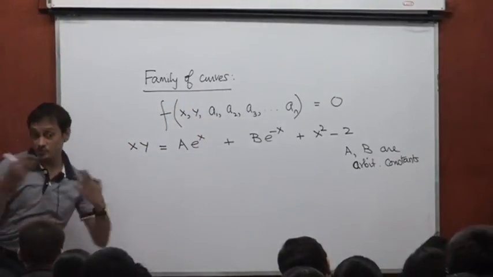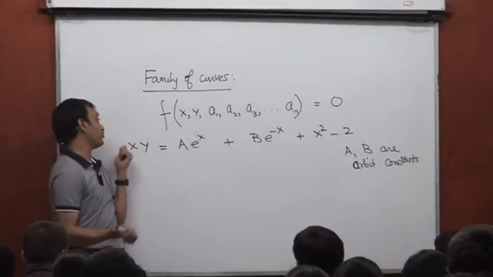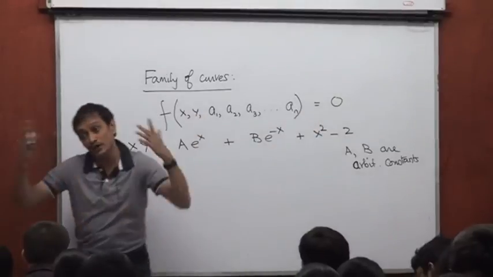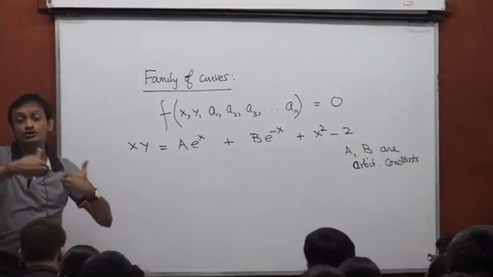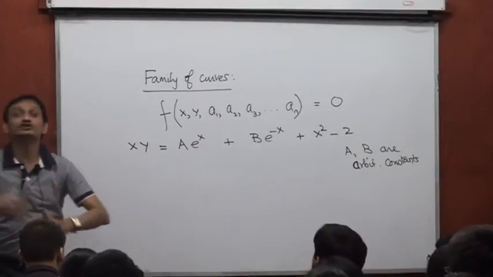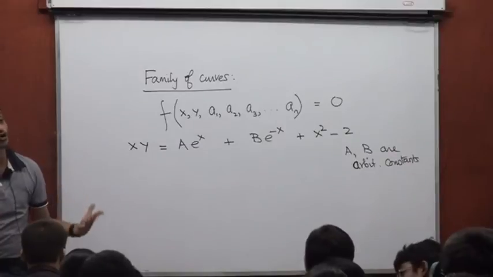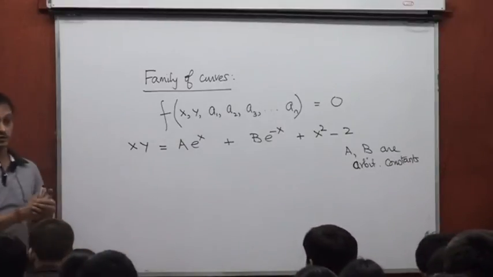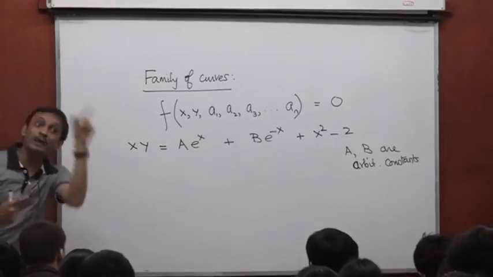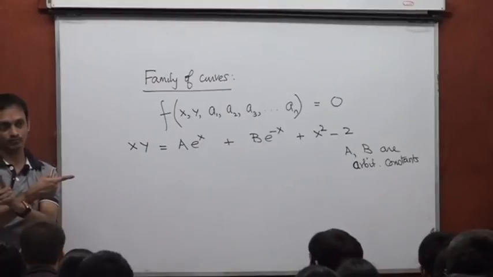If a and b are arbitrary constants, you have the leverage to assign different values to a and b and therefore arrive at different members of this family of curves. Now my question is, I want to constitute the differential equation representing this entire family. I want to form the differential equation representing this entire family. That means all members of the family must be represented by one common differential equation, right?